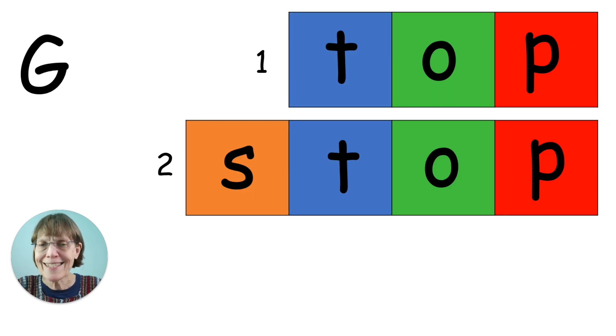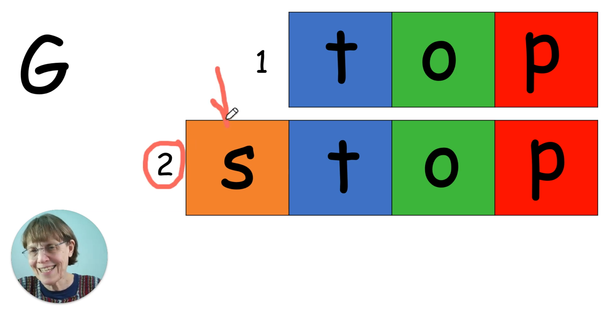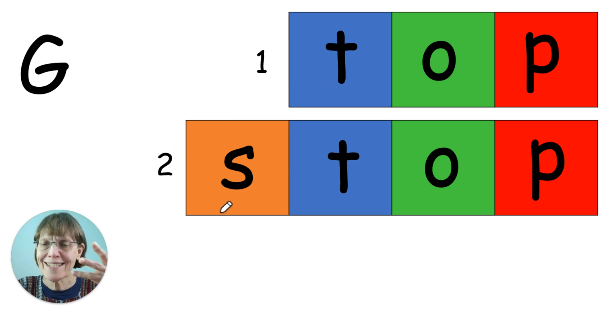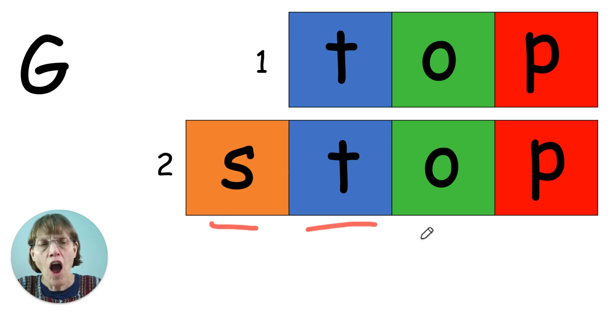When we go to the G change, you'll see that the number 1 word is 3 sounds. T, a, p. But in the number 2 word, we added a sound because now we have 4 sounds. We had 3 sounds and now we have 4 sounds. We added a S and now we have S, T, A, P, top to stop.